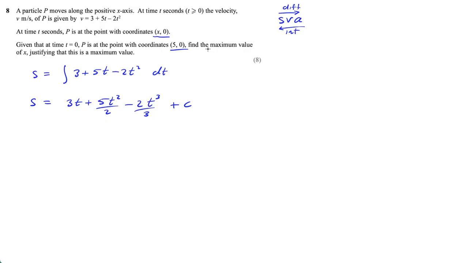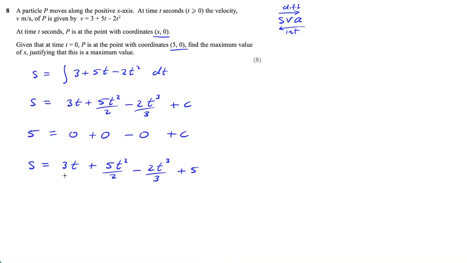He's only moving along the x-axis, guys, so the y-coordinate is always going to be 0. That y-coordinate is not the time, it's almost irrelevant here. It just means s is 5 when t is 0. So 5 equals 0 plus 0 minus 0 plus c, so c is equal to 5. That means s is equal to 3t plus 5t squared over 2 minus 2t cubed over 3 plus 5. So this is s.